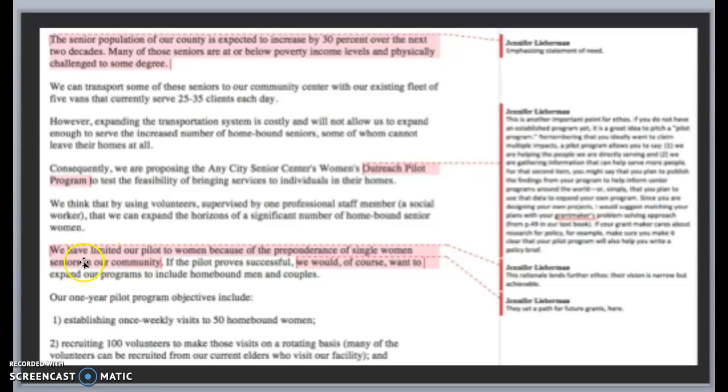So moving down to this next paragraph that I have a note on, we have limited our pilot program to women because by giving their rationale here, whatever it is, they're also building ethos. And I'm sure you're noticing a trend here: ethos, ethos, ethos. It's really important that you sound credible, you know what you're doing, you're able to accomplish those goals.